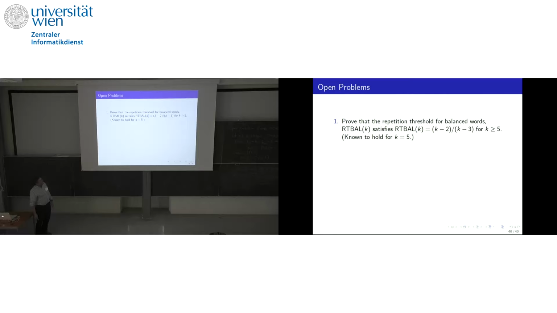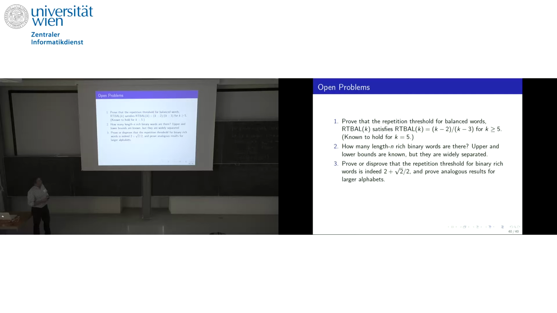This is a great combinatorial problem for any combinatorialist here, which is just to count the number of length n rich binary words. There are upper and lower bounds known, but they're widely separated. So this seems like a pretty basic theorem in the theory of rich words to understand how many there are, and nobody knows how to do that currently.